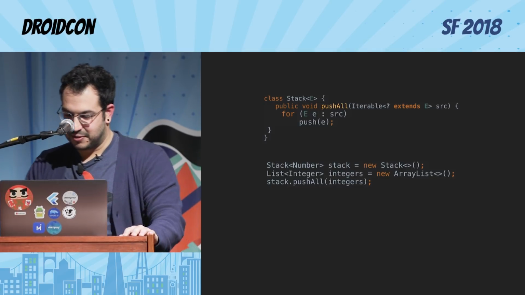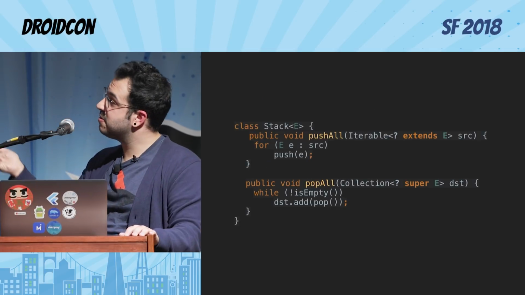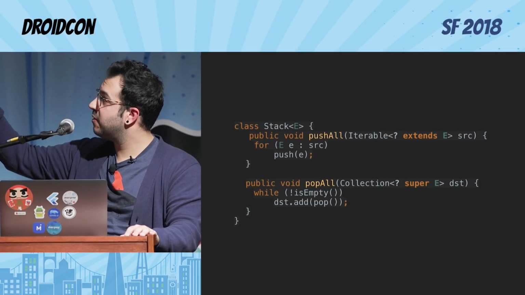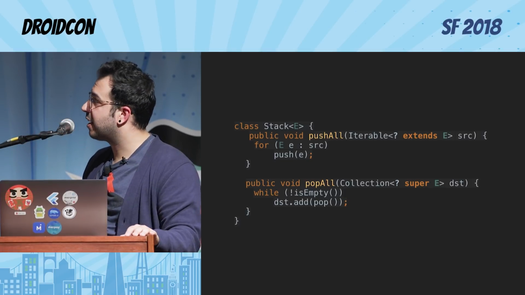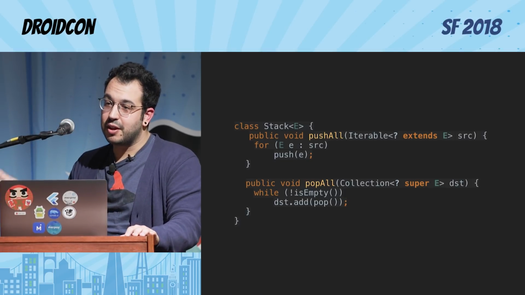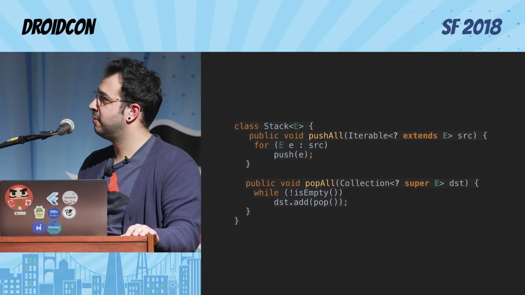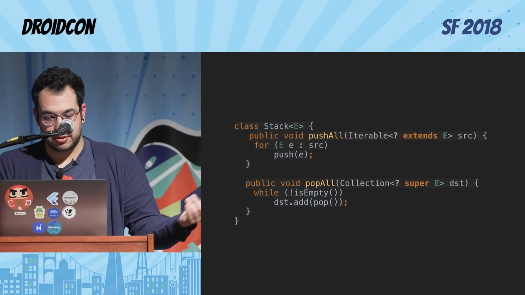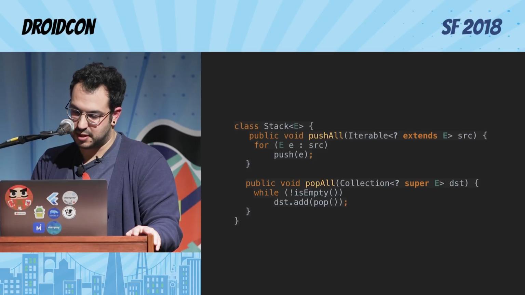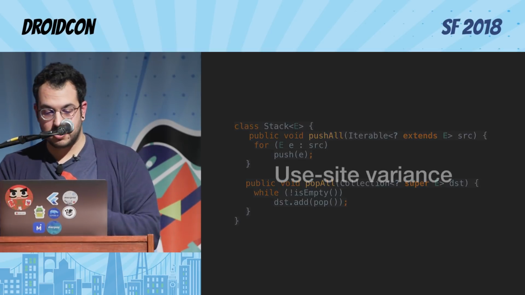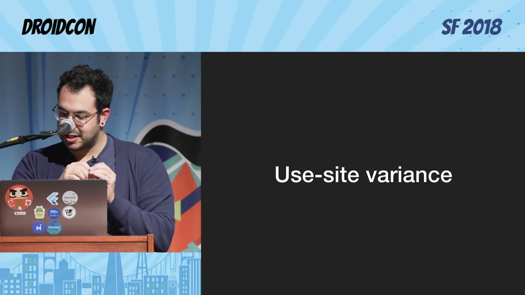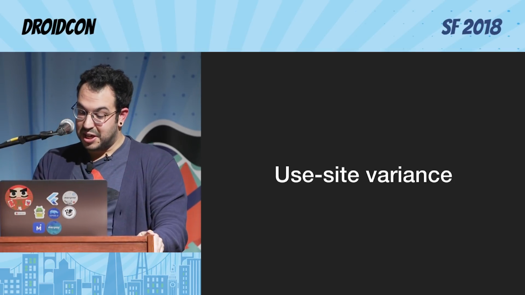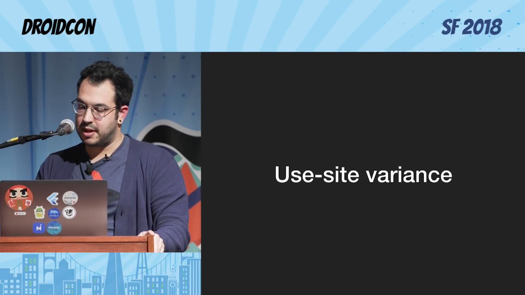Sorry, it's a bad joke. So you can do the same with the popAll, right? The popAll means that we are going to add to the destination collection all the items in the stack. So it's going to be consumer super. Okay, it's not great, but it's better than nothing, because wildcards are difficult. This is called use-site variance. And it's called use-site because it's used in the place where you are using the type, right?